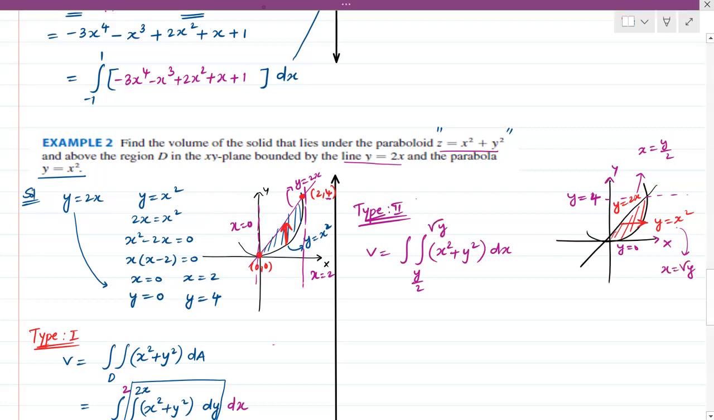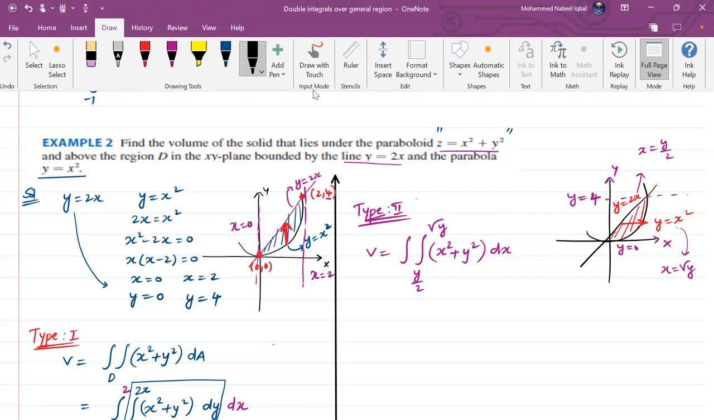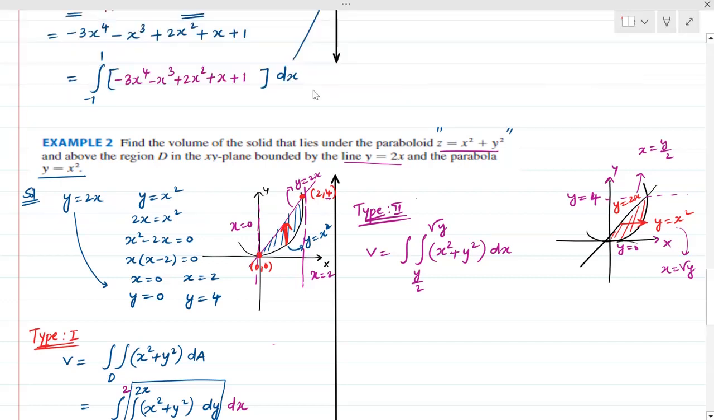And what is the outer limit? The outer limit will be the y limit. The y limit is what? 0 to 4, which is parallel to the line. 0 to 4. Now I will integrate the innermost integral as usual. So what is the integration? Here you have dy. This is the limit of y. Now what is the integration? As usual, what is the integration here?